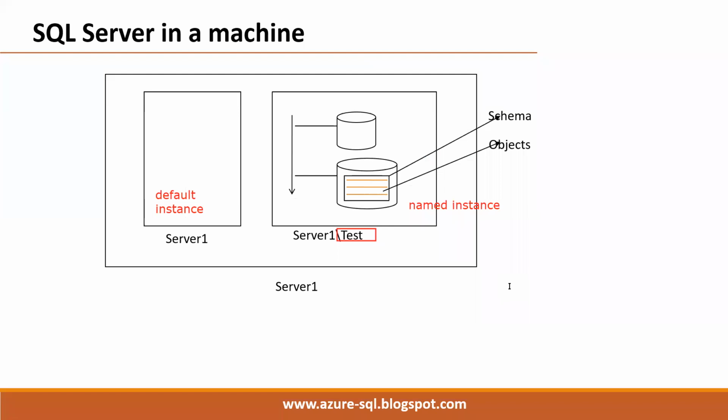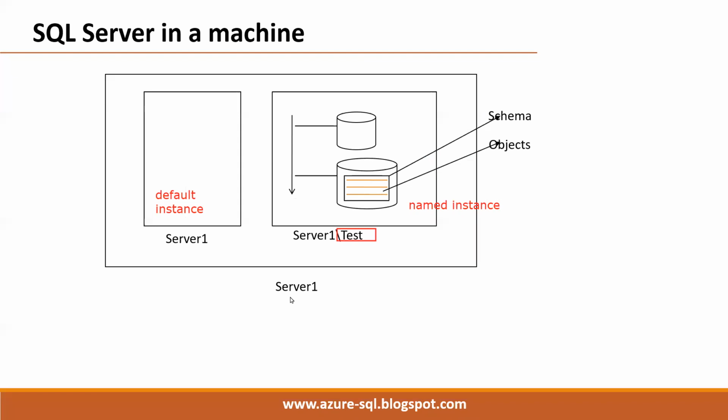In case of default instance, the instance name is equal to the system name. Named instance name is equal to system name slash some name. Under instance here again we have databases here.